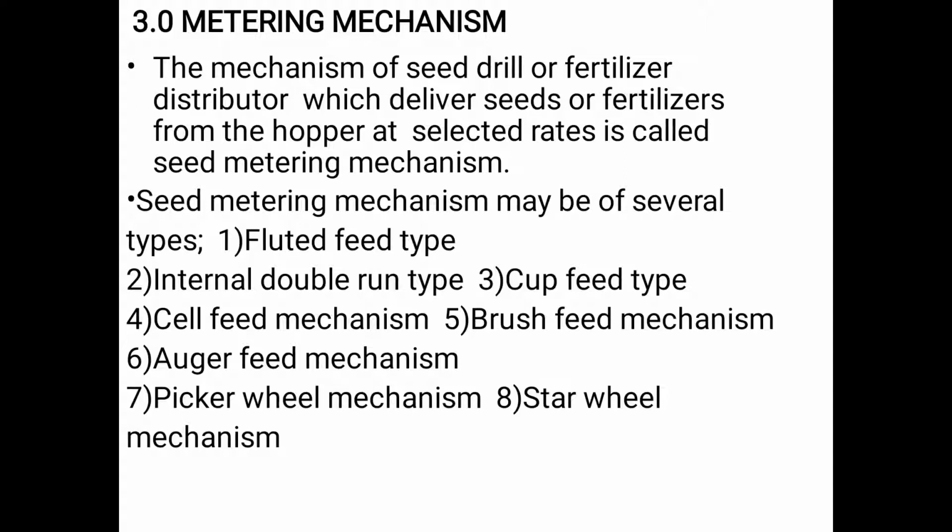Metering mechanism. The mechanism of a seed drill or seed fertilizer distributor which delivers seed or fertilizer from the hopper at a selected rate is called a seed metering mechanism. Seed metering mechanisms may be of several types: number first, fluted type seed metering mechanism, internal double run type, cup feed type, cell feed mechanism, brush feed mechanism, auger feed mechanism, picker wheel mechanism, star wheel mechanism.